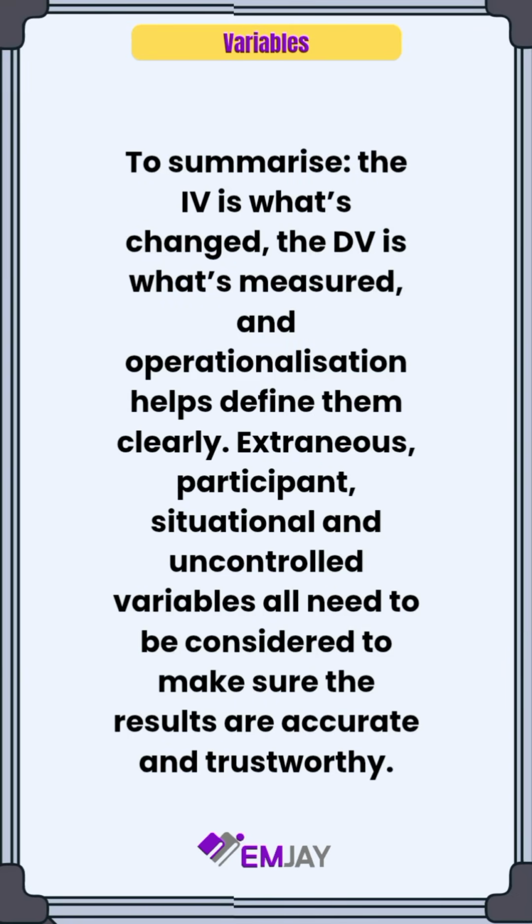To summarize, the IV is what's changed, the DV is what's measured, and operationalization helps define them clearly. Extraneous, participant, situational, and uncontrolled variables all need to be considered to make sure the results are accurate and trustworthy.